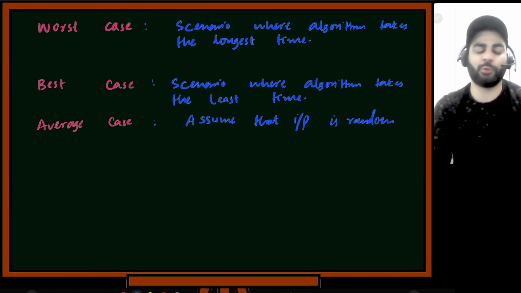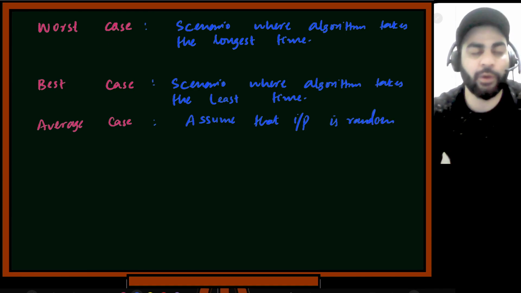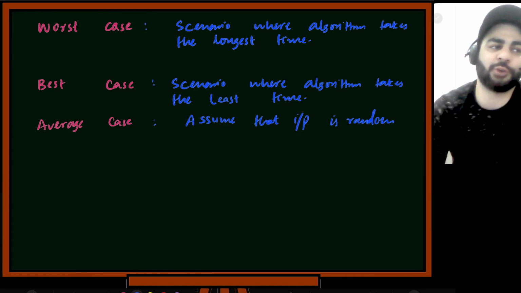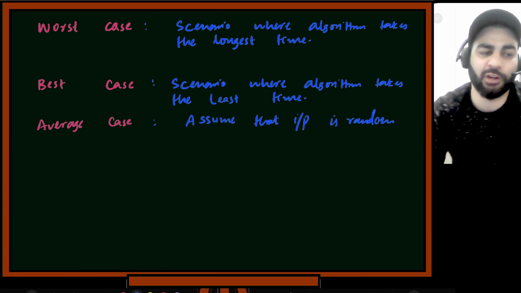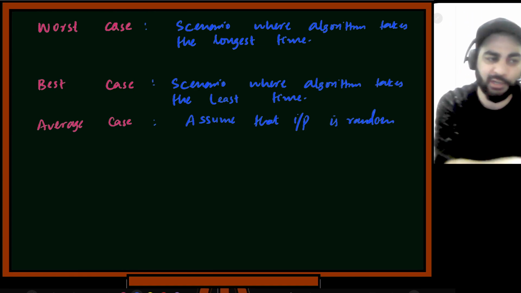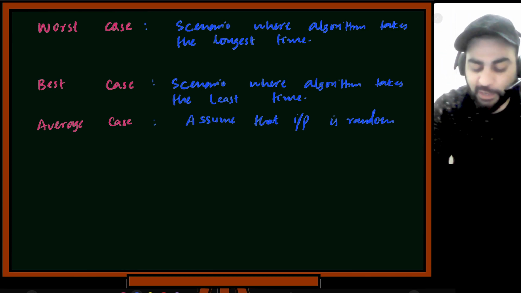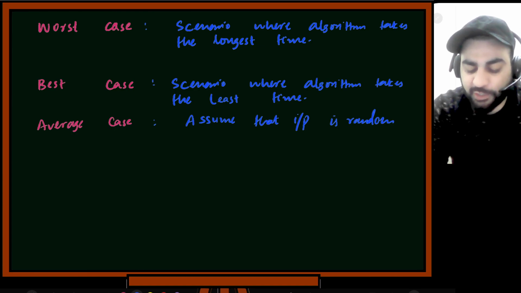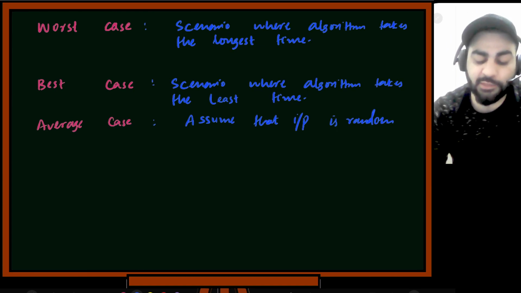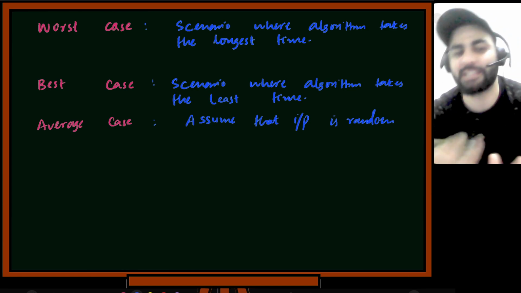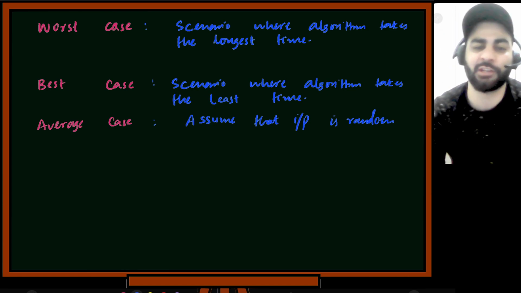So again, to recap, what's the worst case? This is the case where you take input in such a way that the algorithm takes the longest time. In terms of sorting, if you have to sort something in ascending order and your input is in descending order, that's the worst case possible for the sorting algorithm. What's the best case? If you have to sort in ascending order and it is already in ascending order, that is the best case for a sorting algorithm.